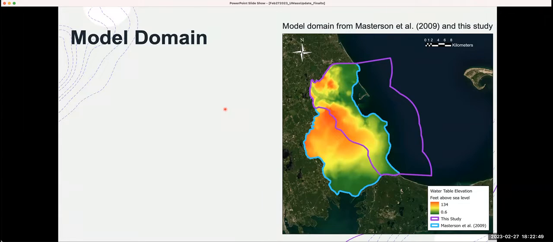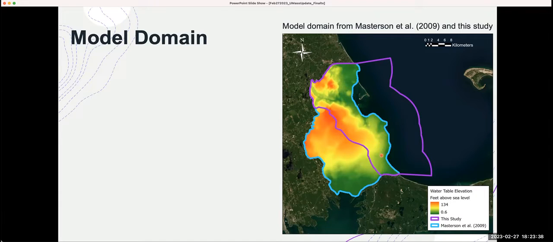So this slide has some animations involved in it, but we're just looking at this figure on the right. You can see in that light blue outline, that's the existing USGS groundwater flow model from 2009. And this slide just describes how we built our model domain, which is in purple. If you look at that color map within the blue line, that's showing the water table elevation. Some of that water is flowing west and some is flowing east. And we made our model domain right at that groundwater flow divide.